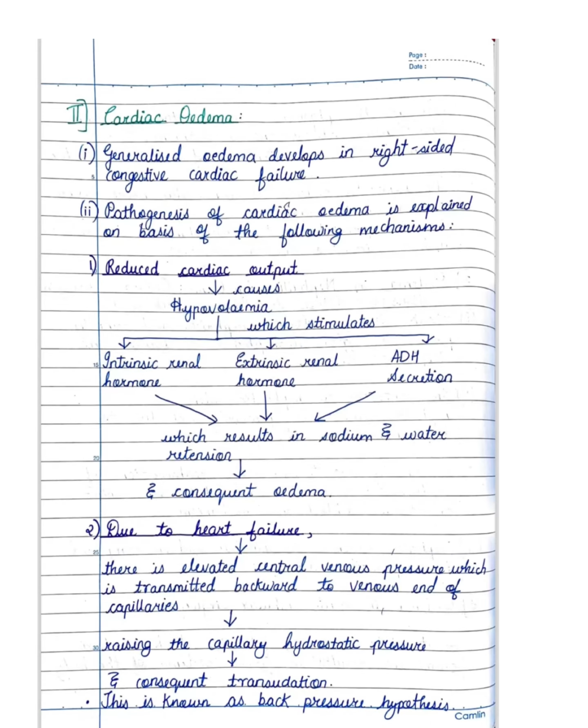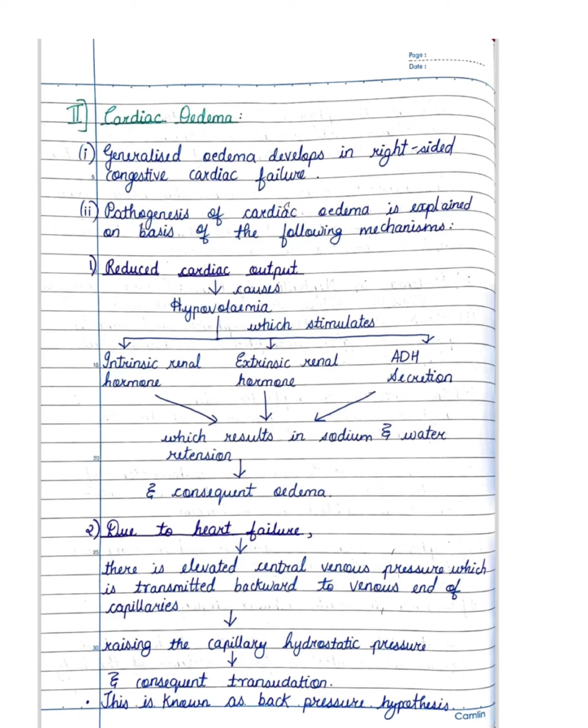Second, cardiac edema. Generalized edema develops in right-sided congestive heart failure. Pathogenesis of cardiac edema is explained on the basis of the following mechanisms. Reduced cardiac output causes hypovolemia, which stimulates intrinsic renal hormone, extrinsic renal hormone, and ADH secretion, which results in sodium and water retention and consequent edema.